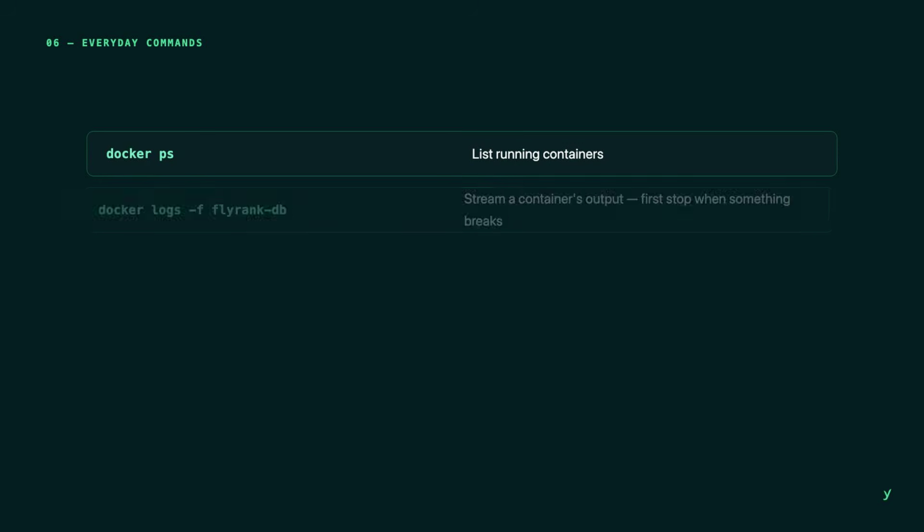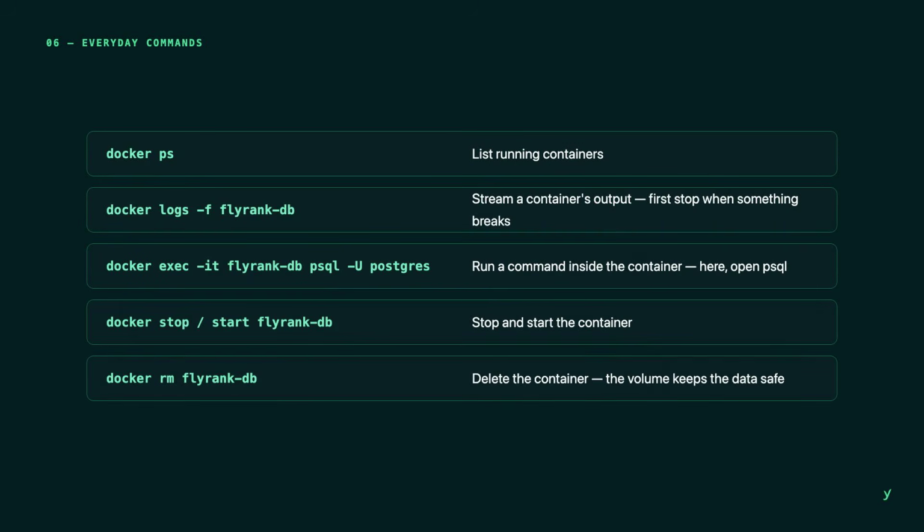The handful of commands you'll actually use daily. Docker ps lists running containers. Docker logs streams a container's output. First stop when something's broken. Docker exec runs a command inside a running container. Here that drops us into psql, the Postgres shell, right inside the container. Docker stop and start do what they say, and Docker rm deletes the container, while our volume keeps the data safe.